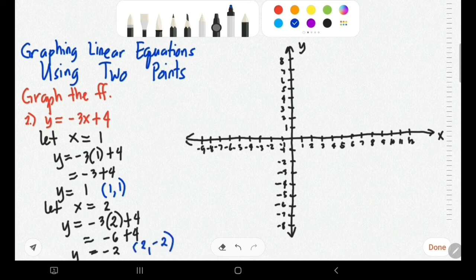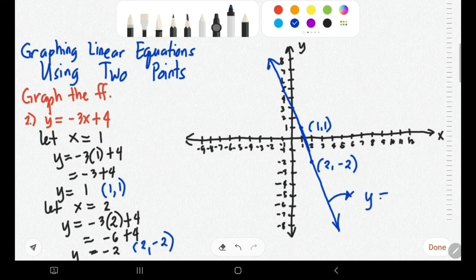And then you plot the points first. (1, 1) is found in quadrant 1. Next, (2, -2). 2 is the x. Okay, found in quadrant 4. (2, -2). And then connect the 2 points. And this is the graph of y equals negative 3x plus 4.